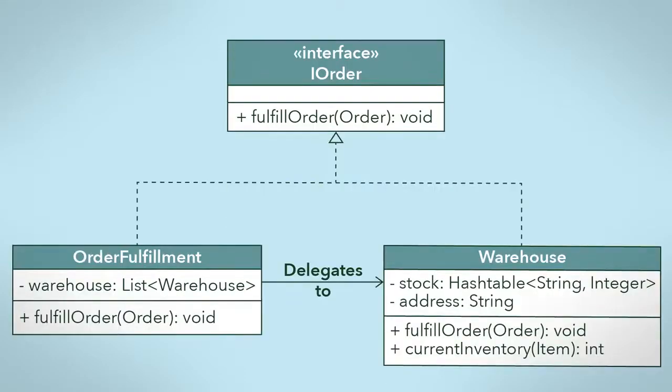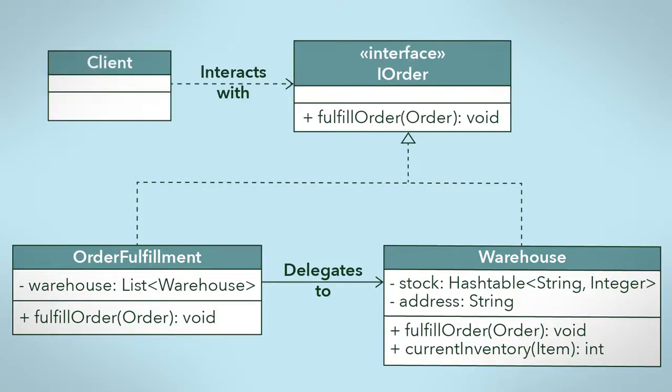The order fulfillment class acts as the proxy for all your warehouses. It has a list of warehouses that it can delegate parts of customer orders to depending on whether or not a warehouse is capable of fulfilling a part of the order. The warehouse class is your real subject class and will be responsible for actually processing and fulfilling parts of customer orders. The warehouse class will report its inventory to the proxy that asks for it. As shown in the general design overview for the proxy design pattern, the client will interact with your system by using the interface.